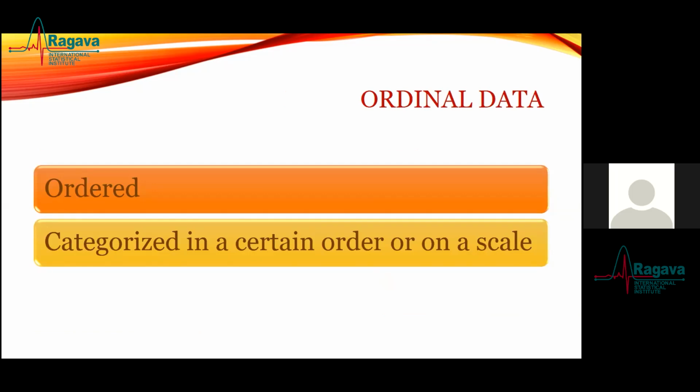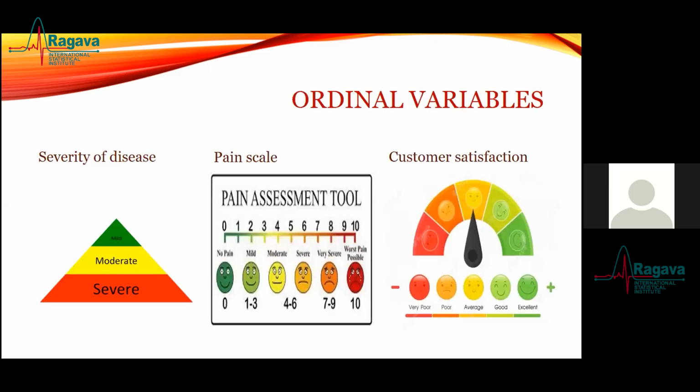Then coming to ordinal data, as the name suggests, it is ordered. It is categorized in a certain order or on a scale. It has a natural ordering or it has a grading or rating. Coming to the examples for ordinal variables.